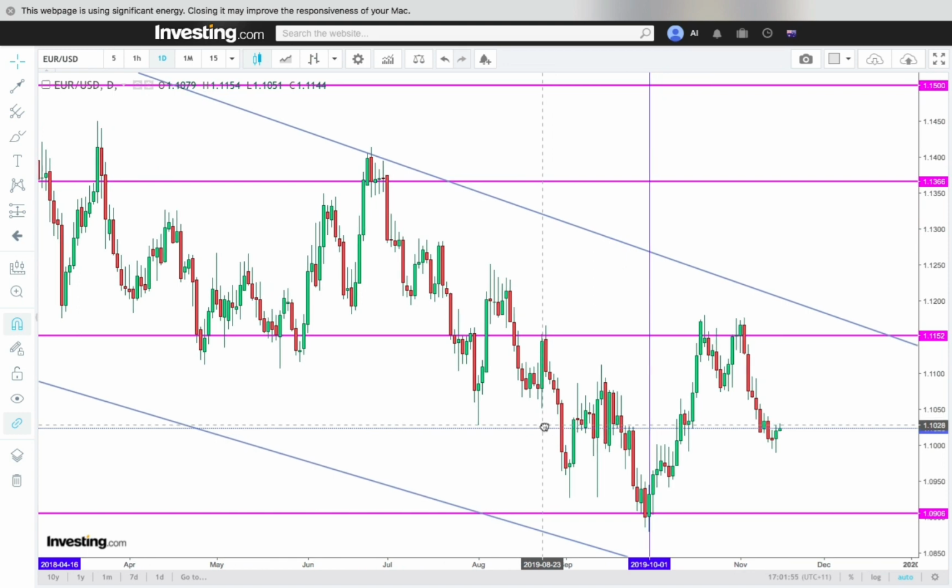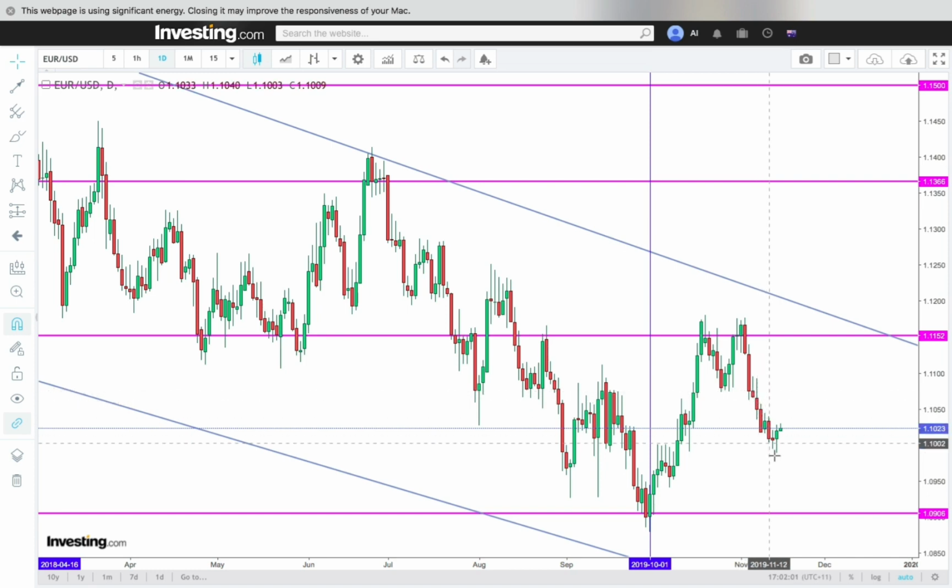Why do I think the market is about to reverse, even though this is very strongly bearish? As you can see, it just keeps going down for the last how many days? 1, 2, 3, 4, 5, 6 days. It just keeps going down.